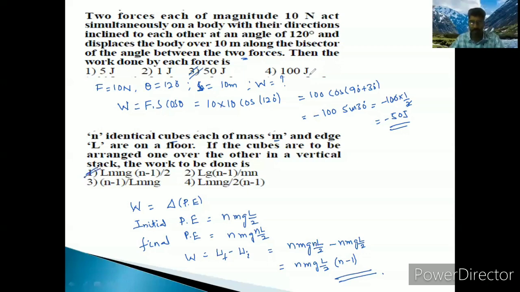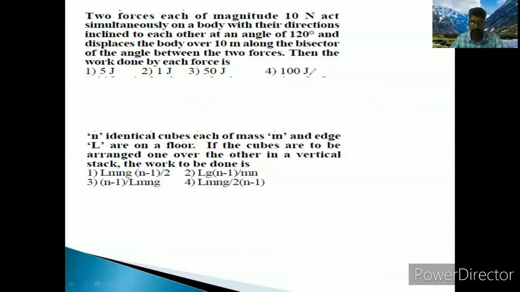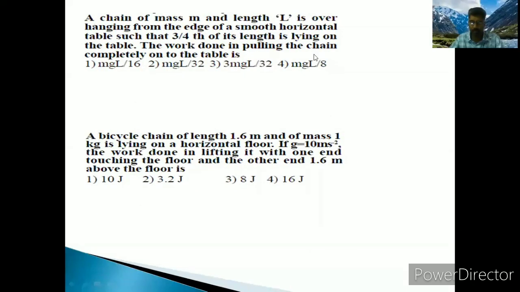So we'll see the next problem. A chain of mass m and length L is given. It is overhanging from the edge of a smooth horizontal table such that 3 by 4th of its length is lying on the table, which means 1 by 4th is hanging. The work done in pulling the chain completely onto the table is?